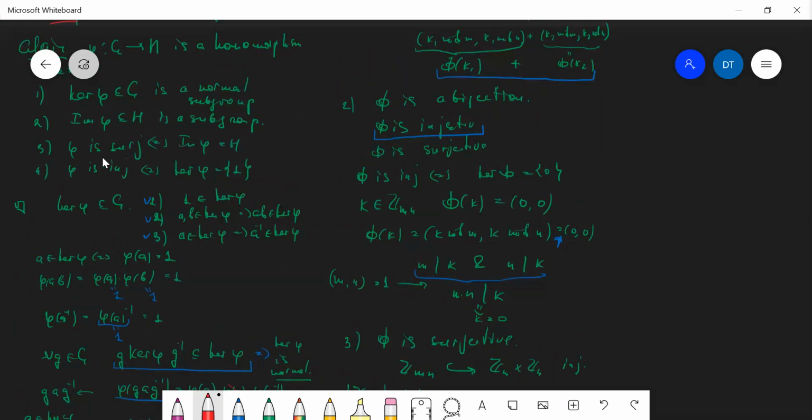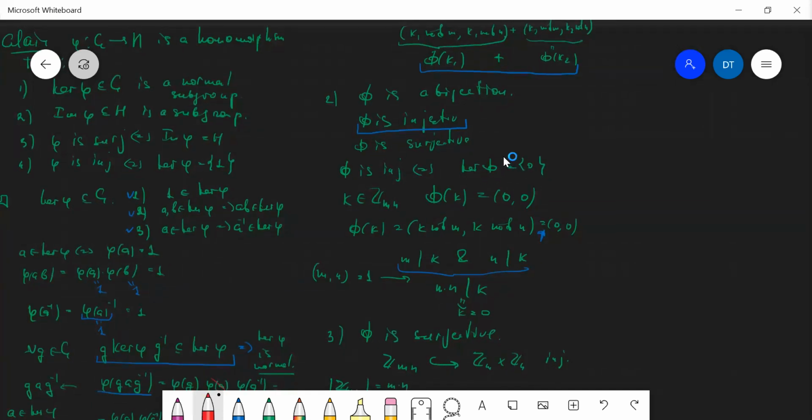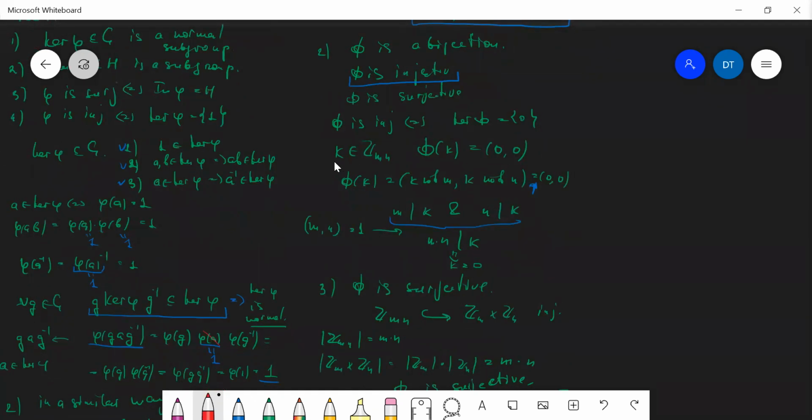Because of this property, phi is injective if and only if the kernel contains the neutral element only. The neutral element in this group is 0. So we want to prove that the kernel of this map contains only the 0 element. Now, let's find all the elements k from this group that go to the neutral element in the product. So we want to find all k satisfying this equality, because this is the neutral element for the product. So now, by the definition, phi of k is what?